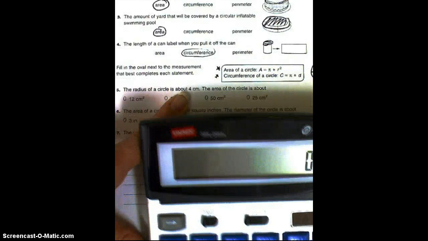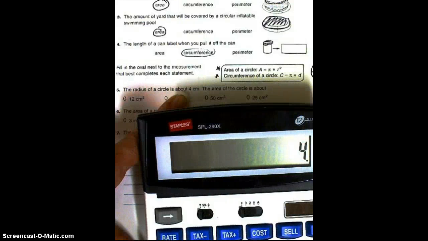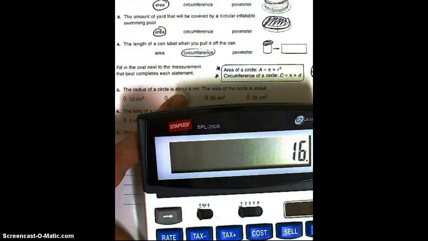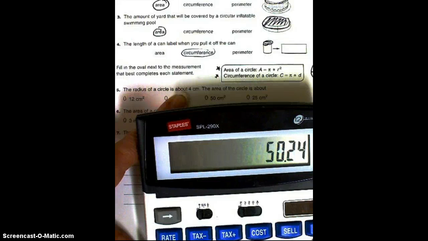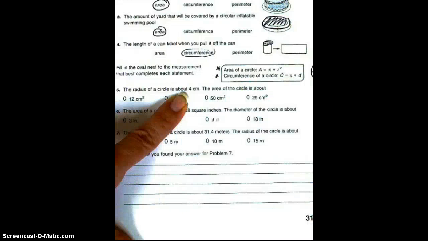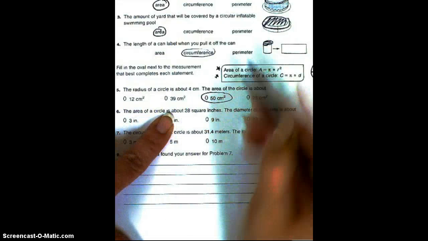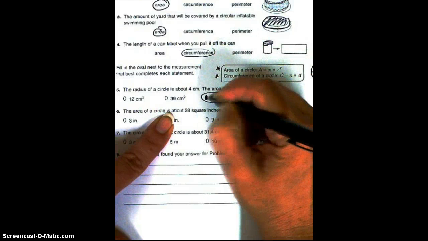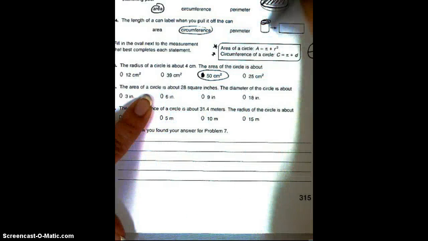So let's get our calculator. And we know that the radius is 4, so 4 squared is the same as 4 times 4. And then I'm going to multiply that times pi. I'm just going to call it 3.14 today. And that is 50.24. So it's about 50 for an answer. Looks like I was supposed to fill in the circle on that one. It's about 50.